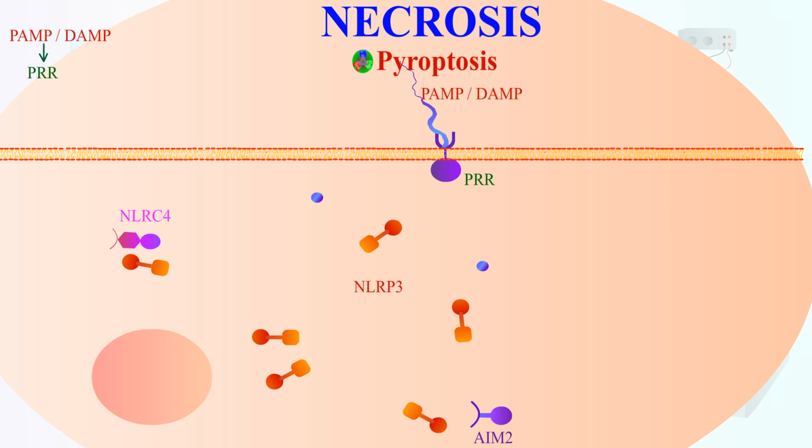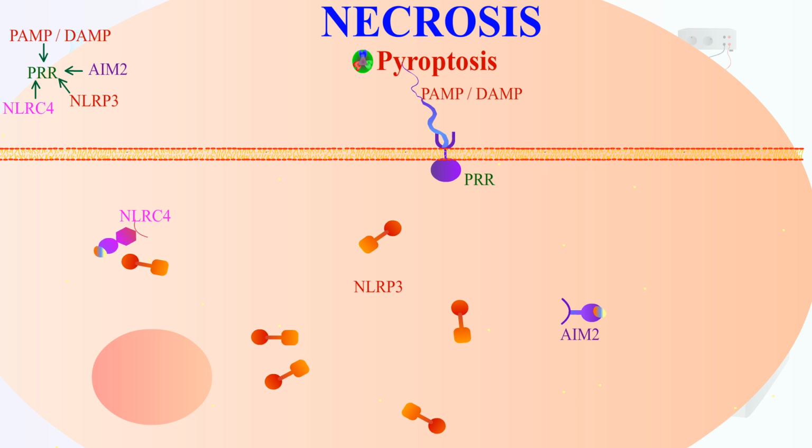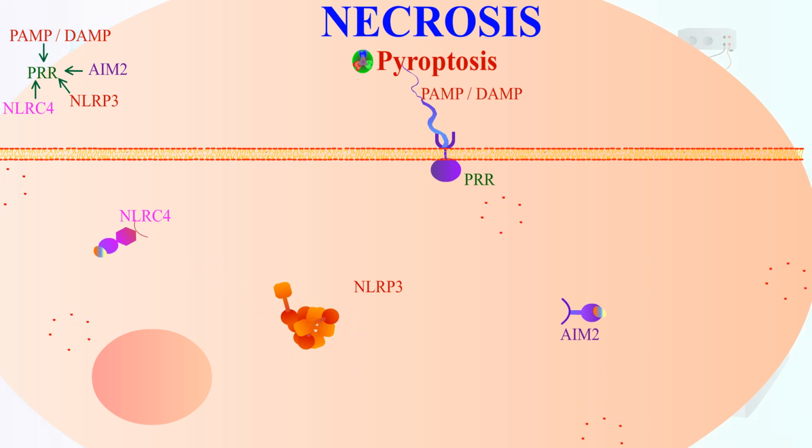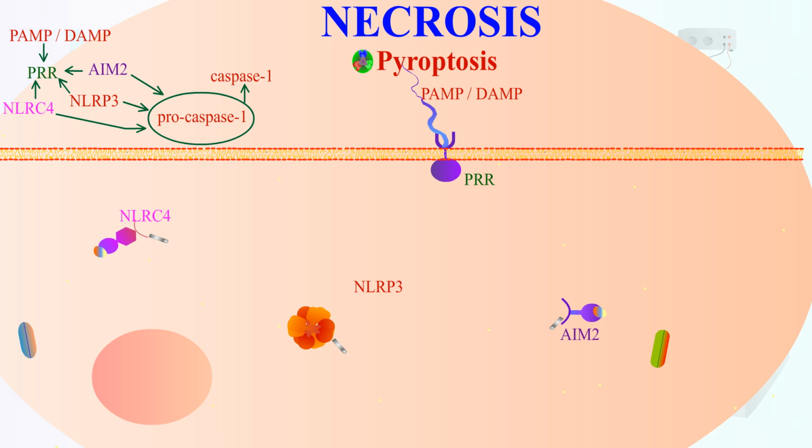DAMPs. These signals activate inflammasomes, such as NLRP3, or NOD-like receptor family, pyrin domain-containing 3, AIM2, or absent in melanoma 2, and NLRC4, or NOD-like receptor family, CARD domain-containing 4. Activated inflammasomes recruit caspase 1, leading to its autocatalytic cleavage into active caspase 1.